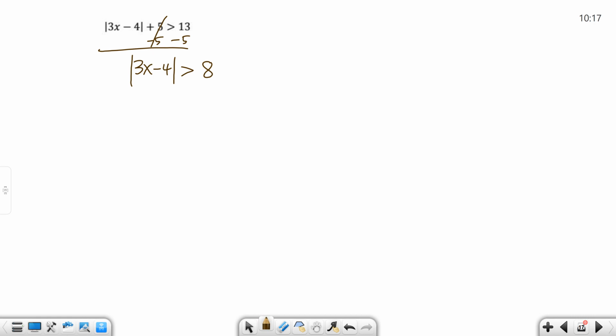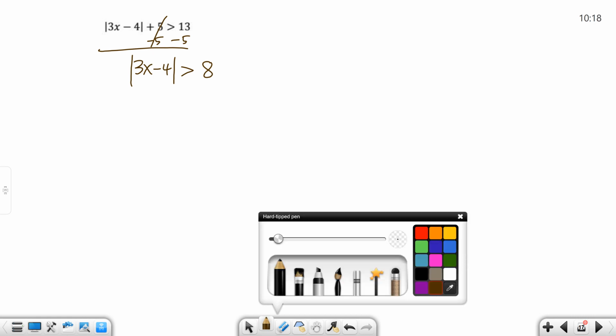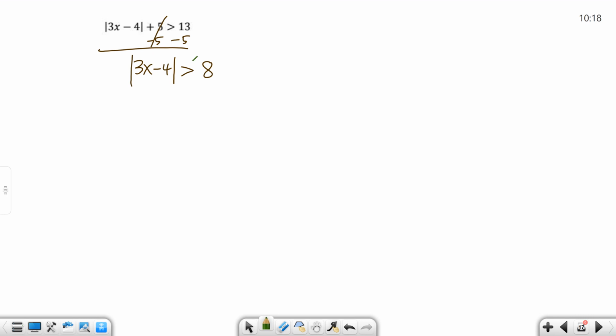Now I have a greater than, right? Now I have a situation where I have a greater-than-or. It's greater than a positive number, so that means I keep going. I have the or. On one side, 3x minus 4 is greater than 8. Don't change it. And over here, do I change 3x minus 4? No. I change the greater than to what? Less than, and the 8 to negative 8.